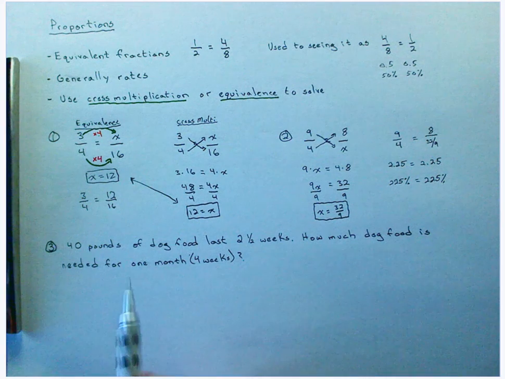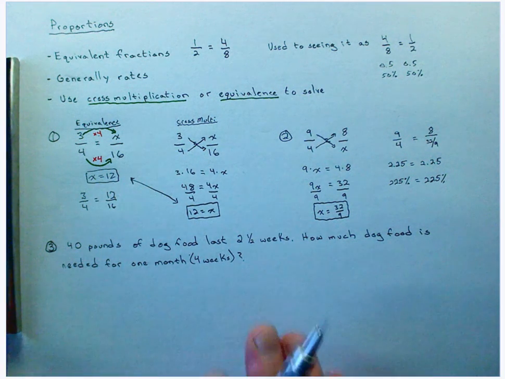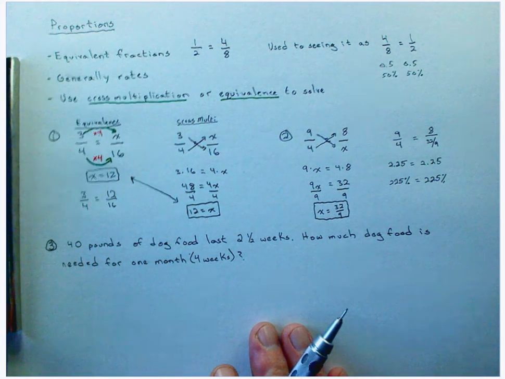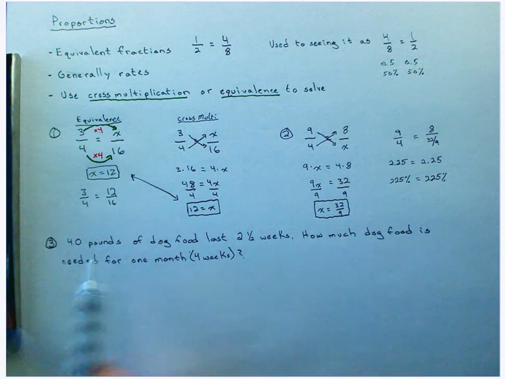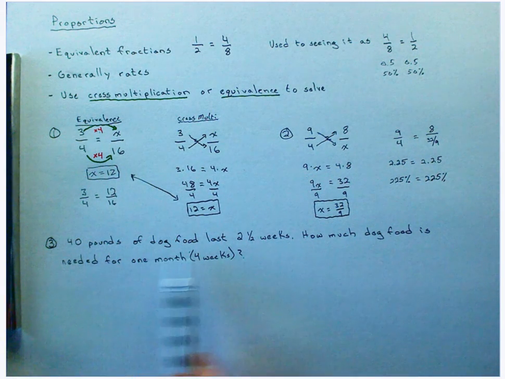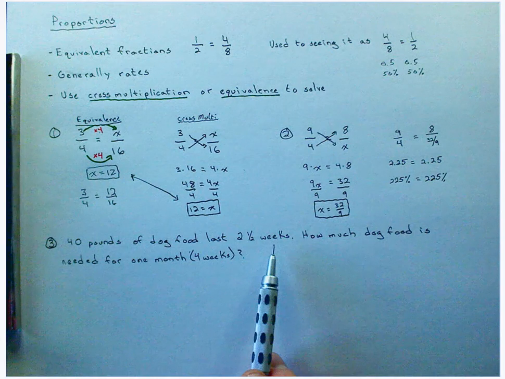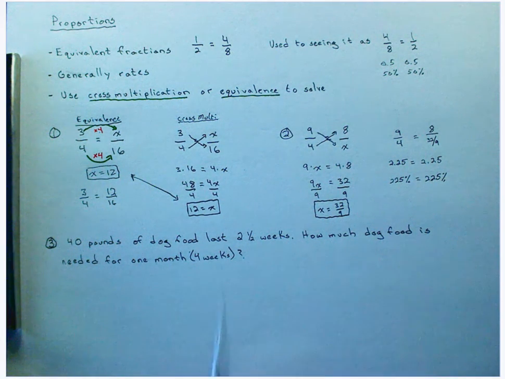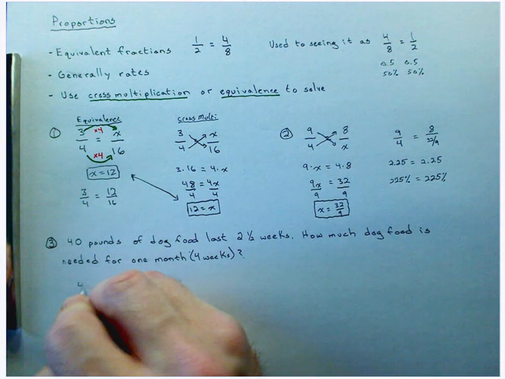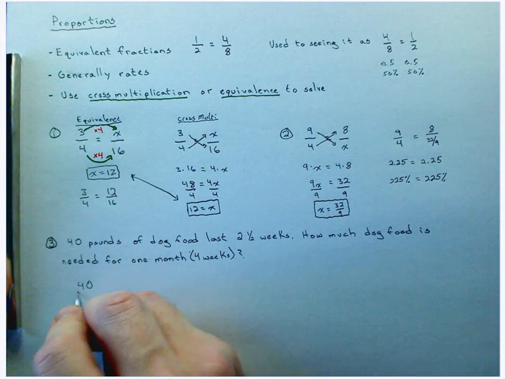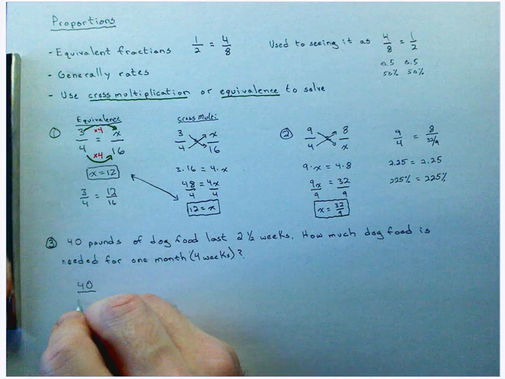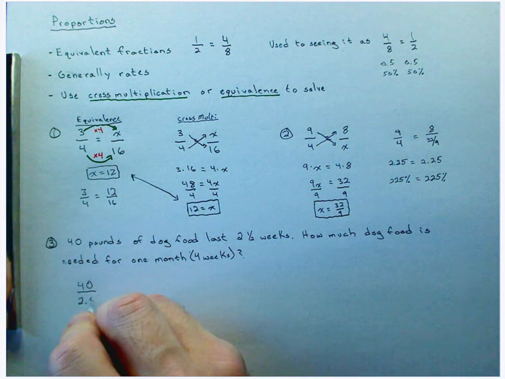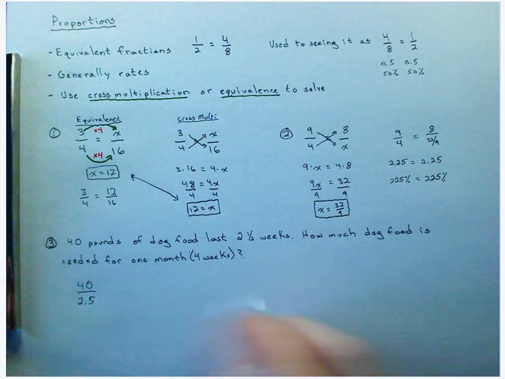All right, so then we can also have a practical statement: 40 pounds of dog food lasts 2.5 weeks. How much dog food do you need for 1 month? So what I have here is 40 pounds of dog food, and I'm going to write this as a decimal because I know 1/2 is 0.5. That makes the work easier.